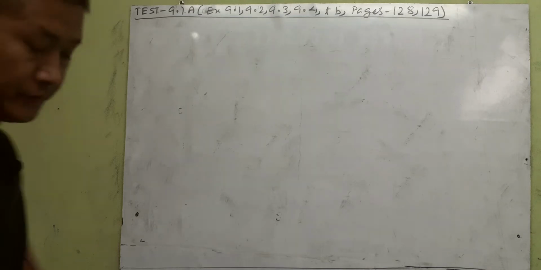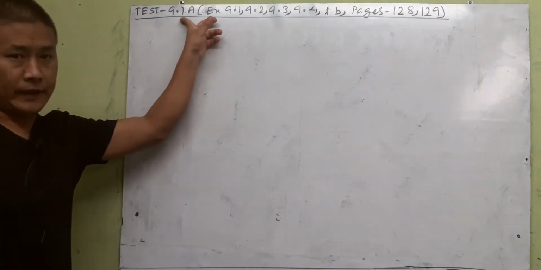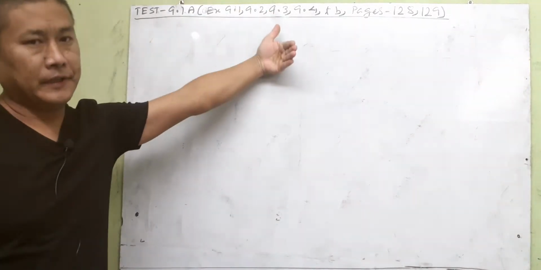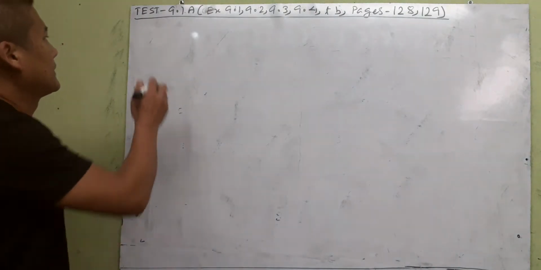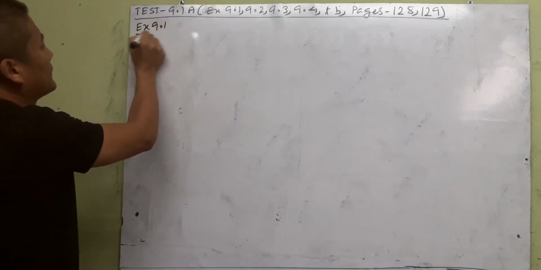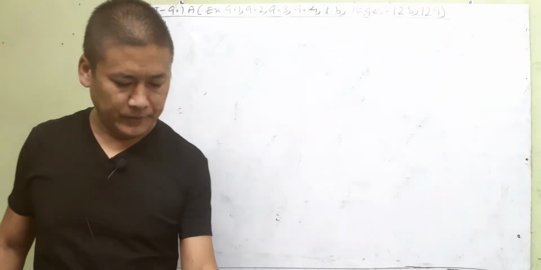Okay, so in this class, we're going to do this numerical test 9.1a, okay? So these are the examples that we're going to do, and right after this, you'll have a test. So let us start with example 9.1, which you'll find on textbook 1, page 128. So open your textbook to page 128.